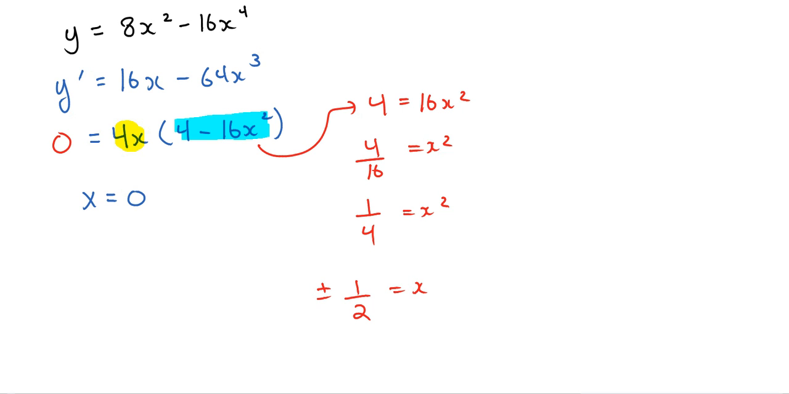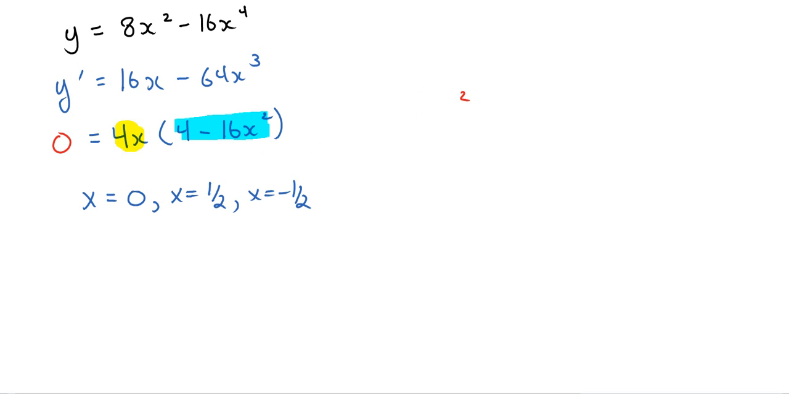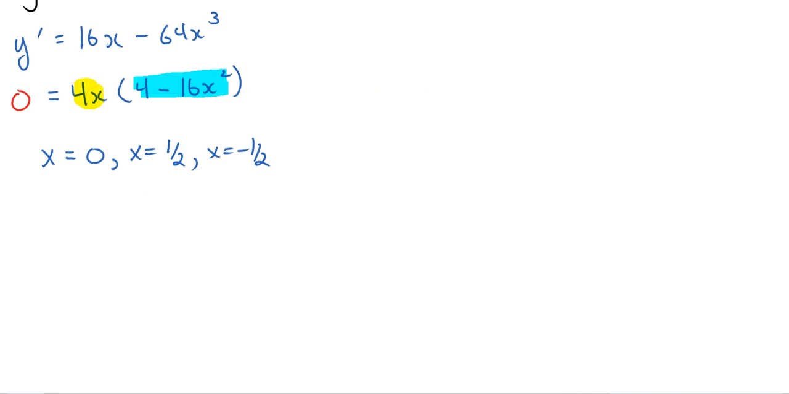Okay, so that means I have critical numbers at x equals 0, x equals 1/2, and x equals negative 1/2. So I have 3 critical numbers this time. Alright, so with 3 critical numbers, that means more work. But before I apply the first derivative test to determine whether those are max or min points, let's go ahead and find the actual critical points.